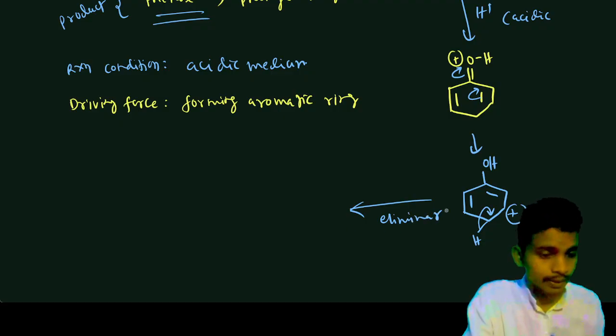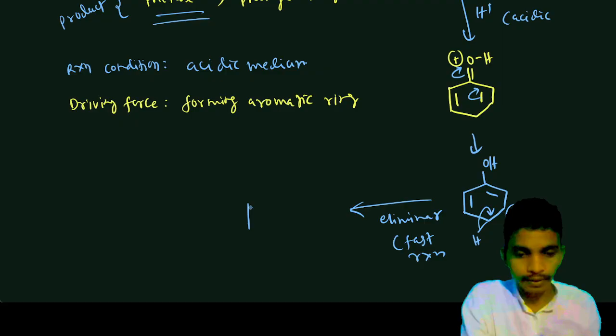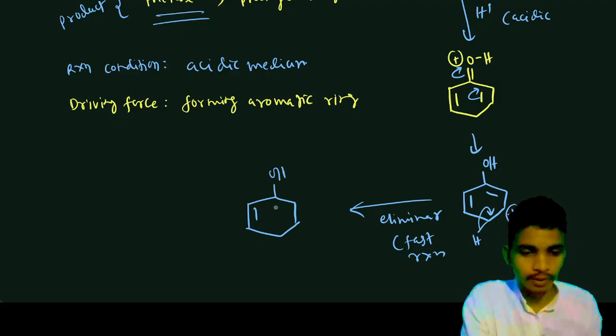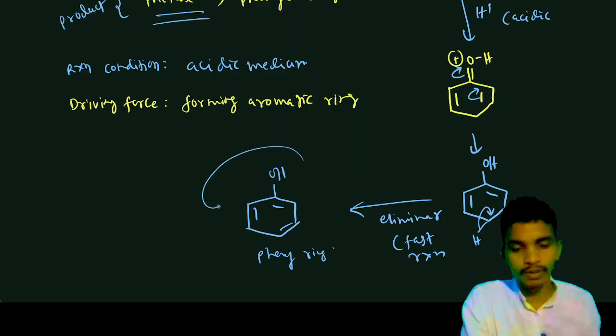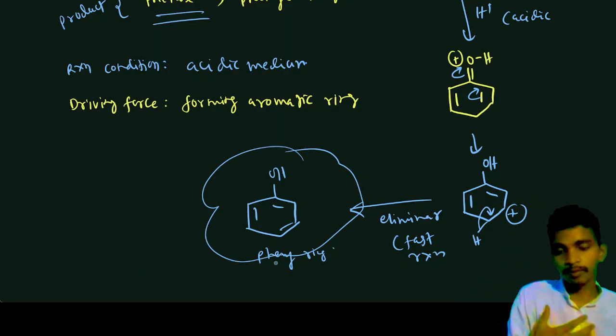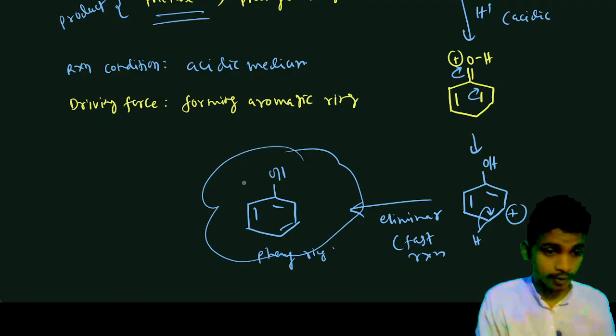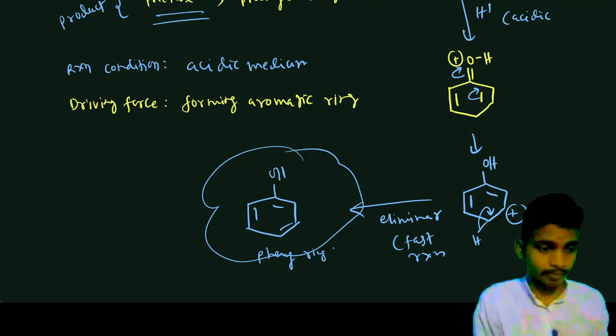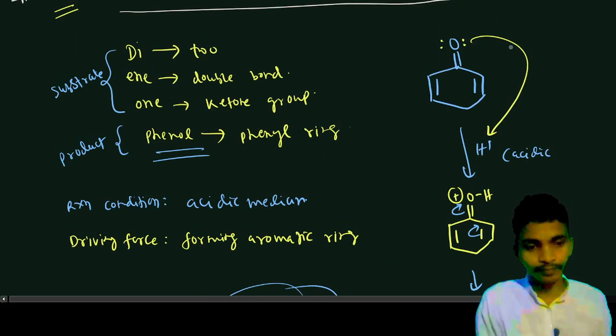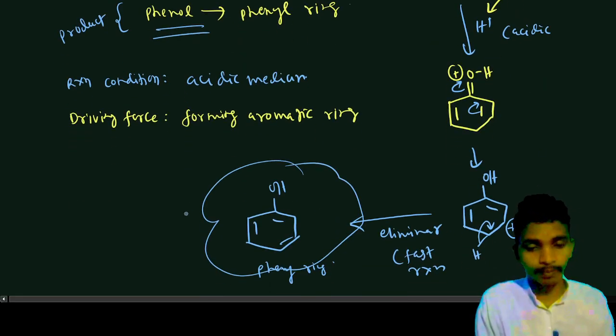Why? Because we are getting aromatization, so this is a fast reaction. Here we have OH, and we get the aromatic ring. So this is the product. This is a very fast reaction, and the more stable product forms. So this is about the dienone-phenol rearrangement: the lone pair attacks the proton, the hydrogen shifts, and this makes the product.